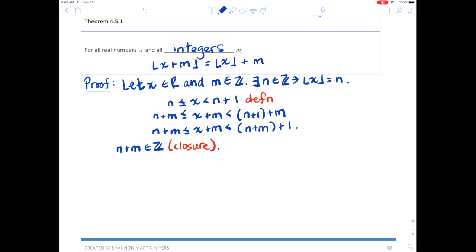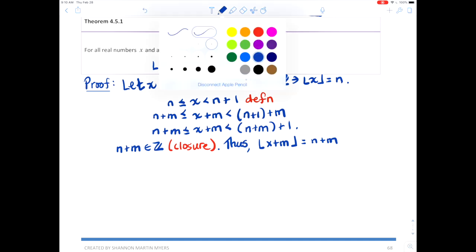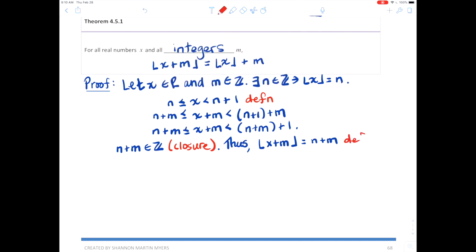So what do we have then? We have the floor now of x plus m, don't we? Is equal to what? Beautiful. N plus m. And that's by definition of floor.